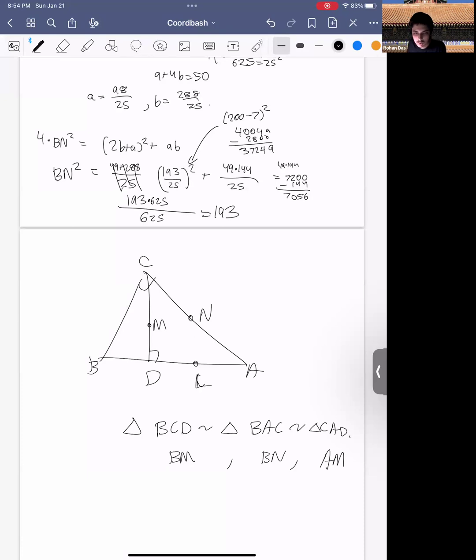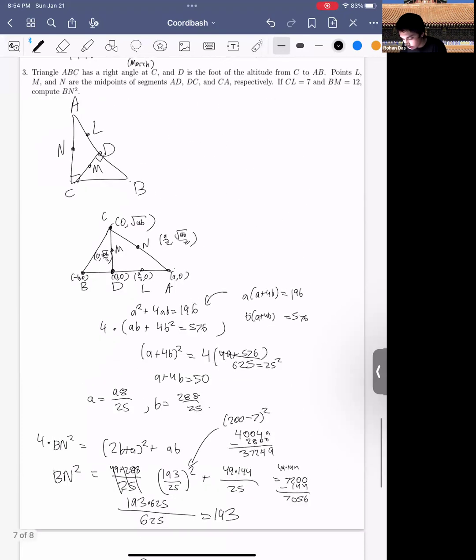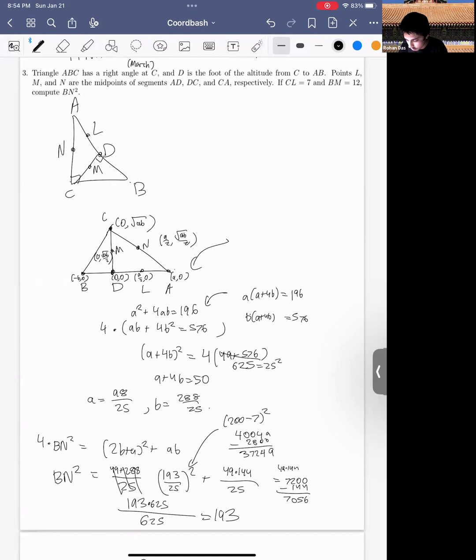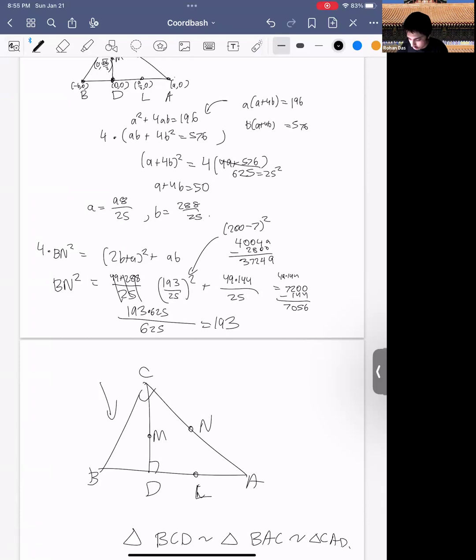This is much, much faster, much neater, and is one of the reasons why you should never default to trying to coord bash a problem, no matter how much experience you have with it. And this also shows that maybe if you miss this idea and you try to go for this coordinate bash instead, at any point, if you find a calculation error, it might just be better to abandon that attempt and continue working on this synthetic approach. Because even if this synthetic solution takes you 15 minutes to find, that still might be faster than bashing this problem.